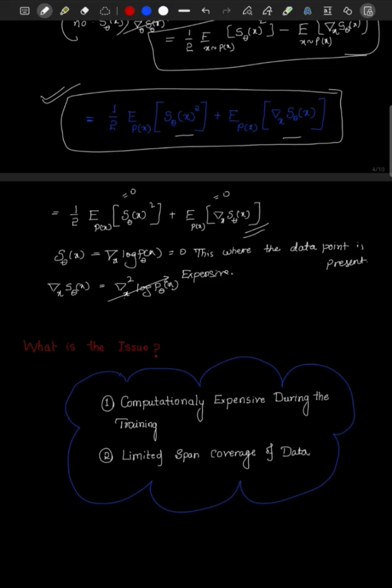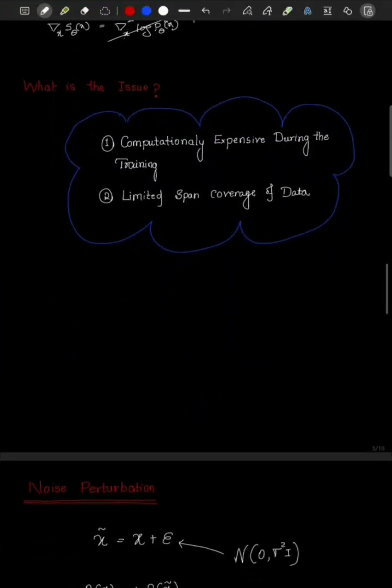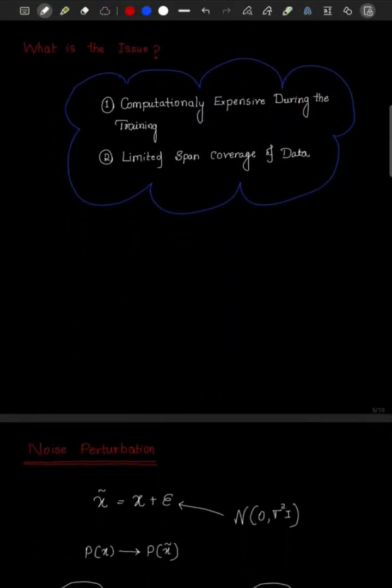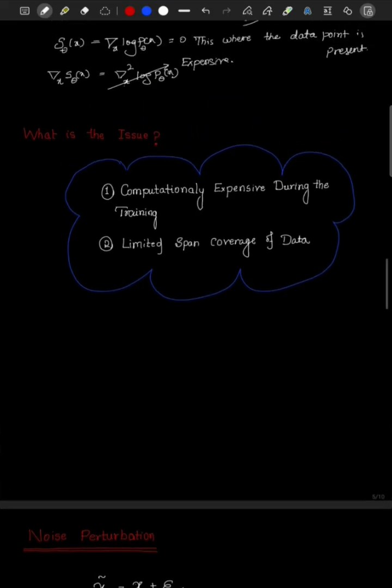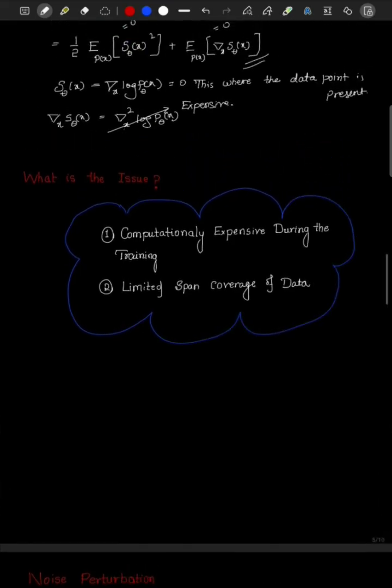So if you are taking the gradient of a scalar, then you will end up with a vector. Basically, if the term you are taking the gradient with respect to is a vector, then you will end up with a vector. If you again take the gradient, then you will end up with a matrix. So again it increases the computational cost. What are the other issues? Again we have a computationally expensive term during training because we are taking two gradients, that is, we end up with the Hessian function, which is one expensive term.